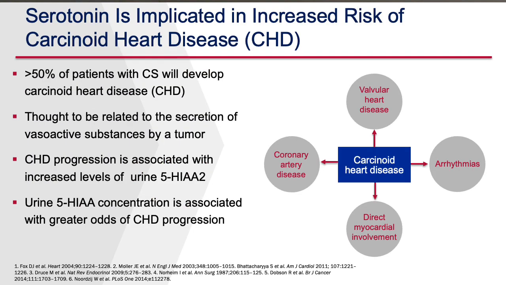Now, another condition associated with the excess of serotonin is carcinoid heart disease. I'm sure you have heard about carcinoid heart disease as well. 50% of patients with carcinoid syndrome may also develop carcinoid heart disease. It's also associated with the higher the level of 5-HIAA, which can be related to worsening carcinoid heart disease. And that's one of the things that we're trying to focus on and detect earlier, because now with more frequent echocardiograms, we can detect this earlier, but we're learning as well how to manage carcinoid heart disease.